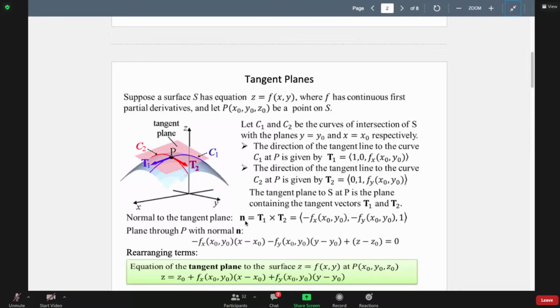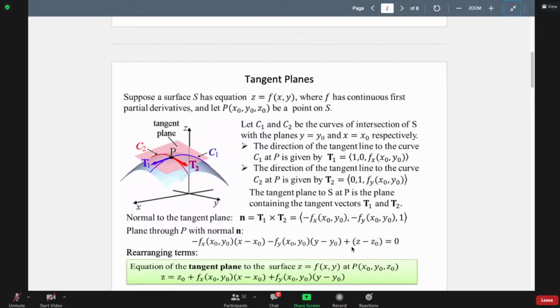And of course, now once you have a point and a normal vector, the equation of the plane is r minus r0 dot product n. And if you compute this, well, the vector r minus r0 has coordinates x minus x0, y minus y0, z minus z0. And this vector has coordinates here. So if you compute the dot product, you will get minus fx times x minus x0, minus fy times y minus y0, plus 1 times z minus z0 equals 0.